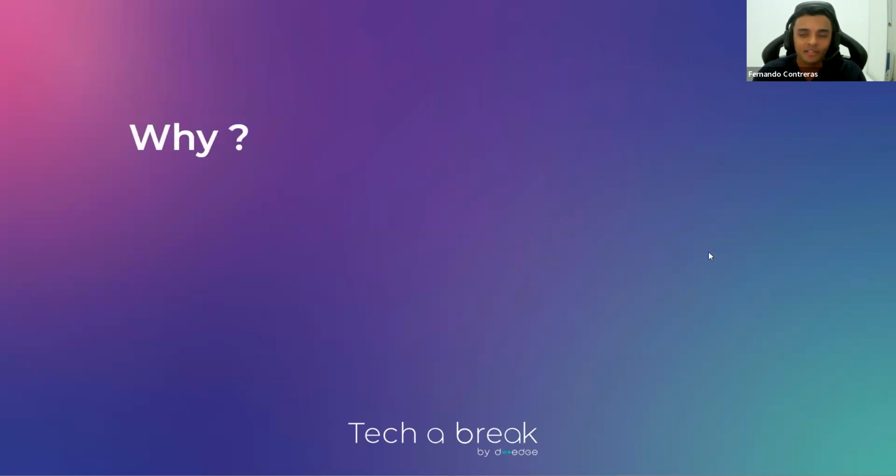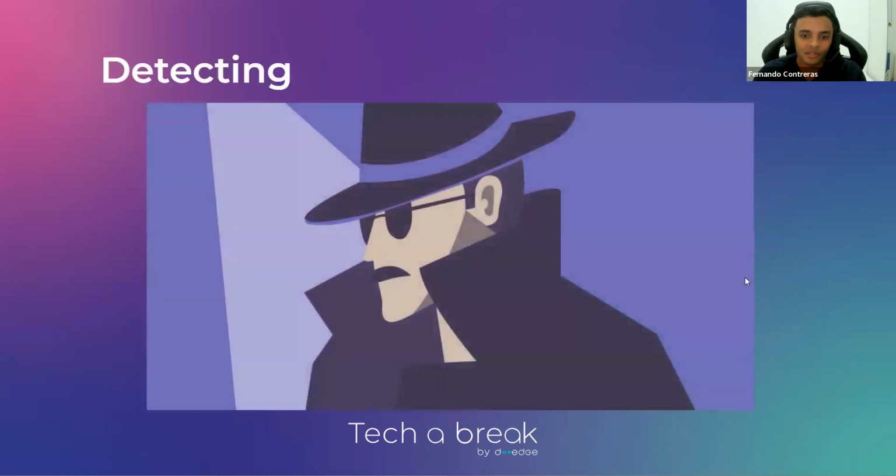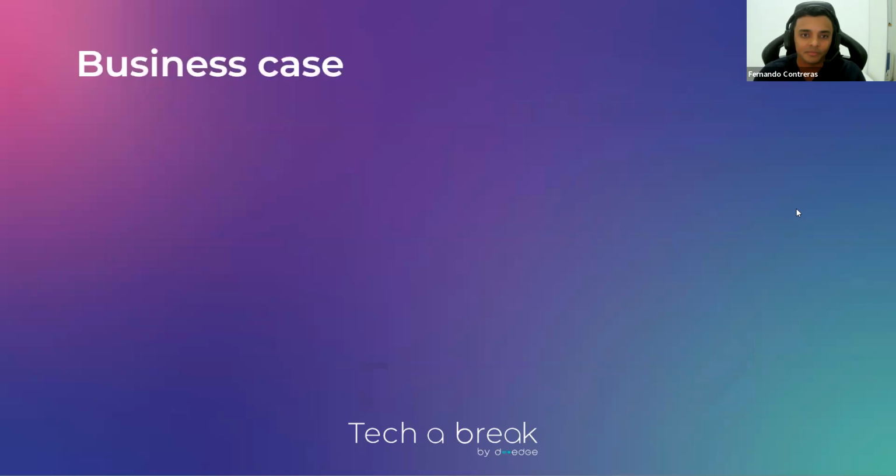So why is it important to do it? Well, sales and marketing needs to understand the system capabilities so that they can know which customers they can target and sell the product of the company. And then it is also important to position the company in front of the competition by selling real SLAs. So let's start by talking about the first step involving detection mechanism.